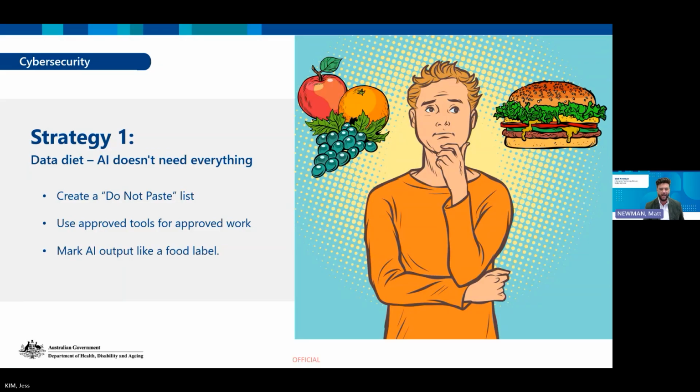Put your data on a diet. So first, create a do not paste list. This is your organization's version of don't eat that, it's off. So what should be on the list? Anything with personal identifiers, names, addresses, Medicare numbers, dates of birth, clinical information like care plans, medical histories, medication lists, anything marked sensitive or confidential, and login credentials.